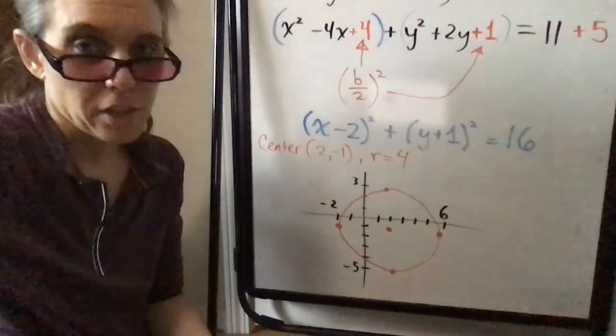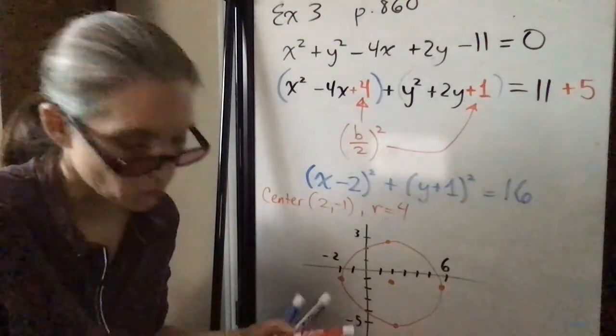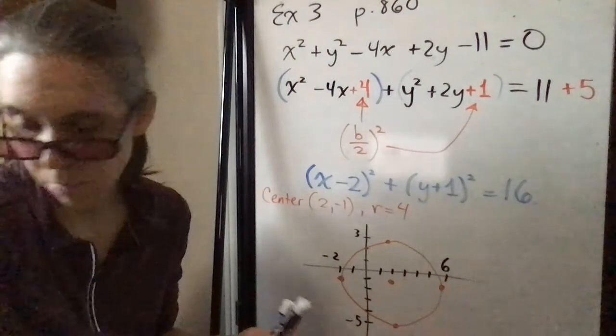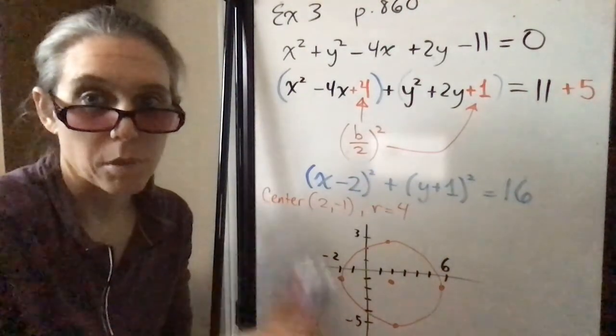The hard part, though, was not graphing the circle. The hard part was completing the square. So anyway, that is walked through in detail on page 861. So you can look at page 861.